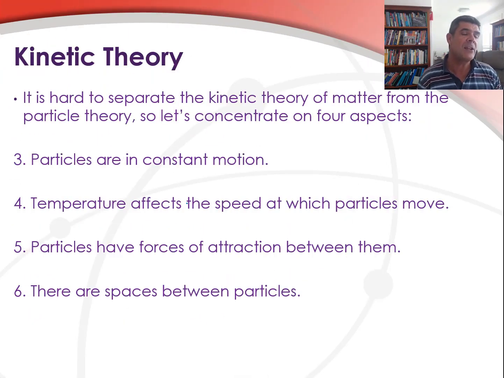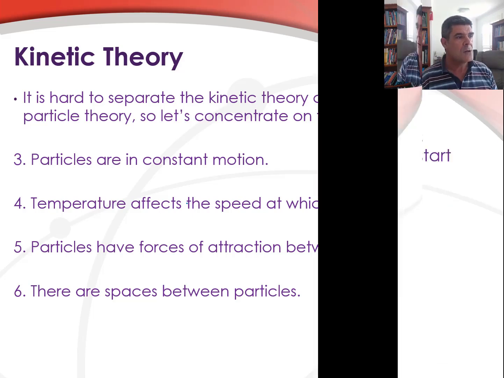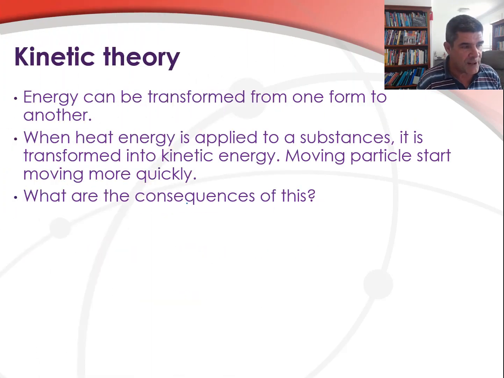To then think about kinetic theory, we really need to focus in on a couple of those aspects of particle theory, and it's very hard to separate the two, and you may have already started to realize that when we were looking at our explanation for Boyle's law. So let's focus on these extra things. Particles are in constant motion. Temperature affects the speed at which they move. Particles have forces of attraction, and there are spaces. So what are the implications of this for kinetic theory? The importance for kinetic theory is that energy can be transformed from one form to another.